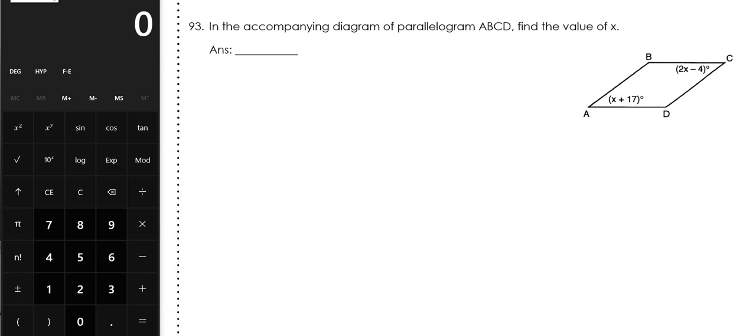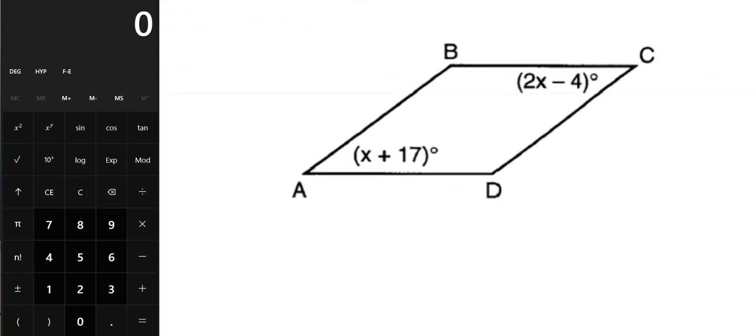Number 93. In the accompanying diagram of parallelogram ABCD, find the value of x. Okay, so the fact that they tell us it's a parallelogram is very important. For all parallelograms, we have one important property that has to do with the diagram here. That property is that opposite angles are congruent. So angle A is opposite angle C. Those angles are going to be congruent, so you can set their measurements equal. Angle D is going to be congruent to angle B. So if we had those measurements, we would set them equal. And that's only because it's a parallelogram.